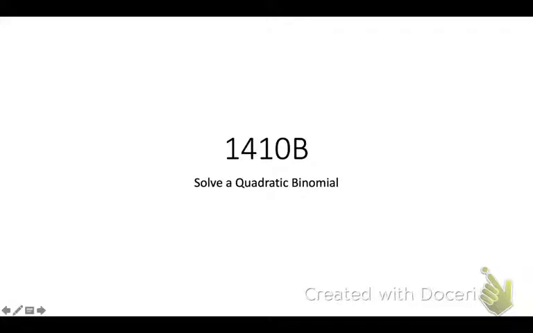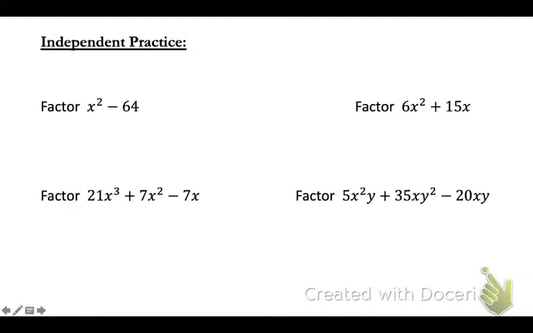Okay, so you should have done the independent practice from your last video, and let's look at that right here. You can compare your answers to mine. The first one I'm looking at, I've got a perfect square and a perfect square. I can't factor out any greatest common factor. This is subtraction, so this is difference of squares. It is x minus 8, x plus 8.